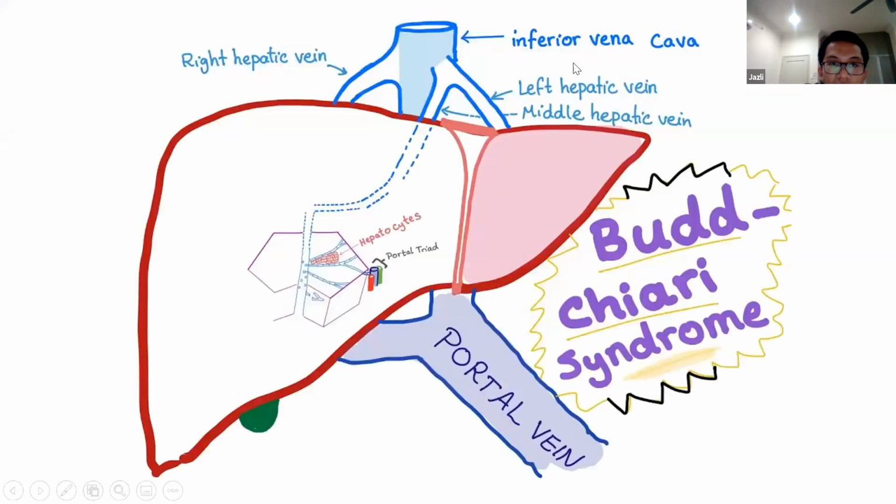Okay, so if you see this image, you can see that in Budd-Chiari syndrome there is a defect in the hepatic vein, and it is diagnosed when there is occlusion of at least two or more of the hepatic veins. This causes the retention of all the substances, and it can cause the pathology of Budd-Chiari syndrome. It is commonly associated with cases of thrombosis, such as pregnancy or cancer.